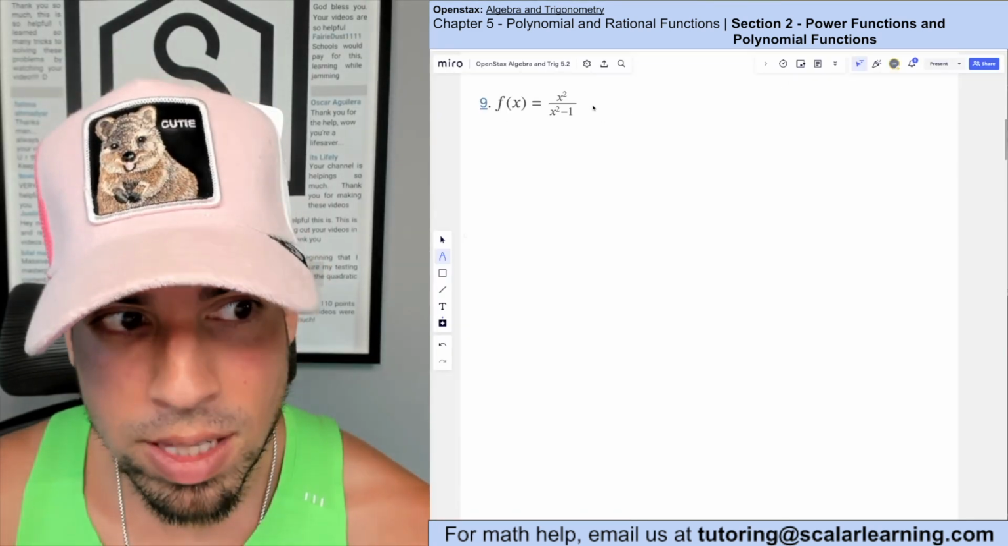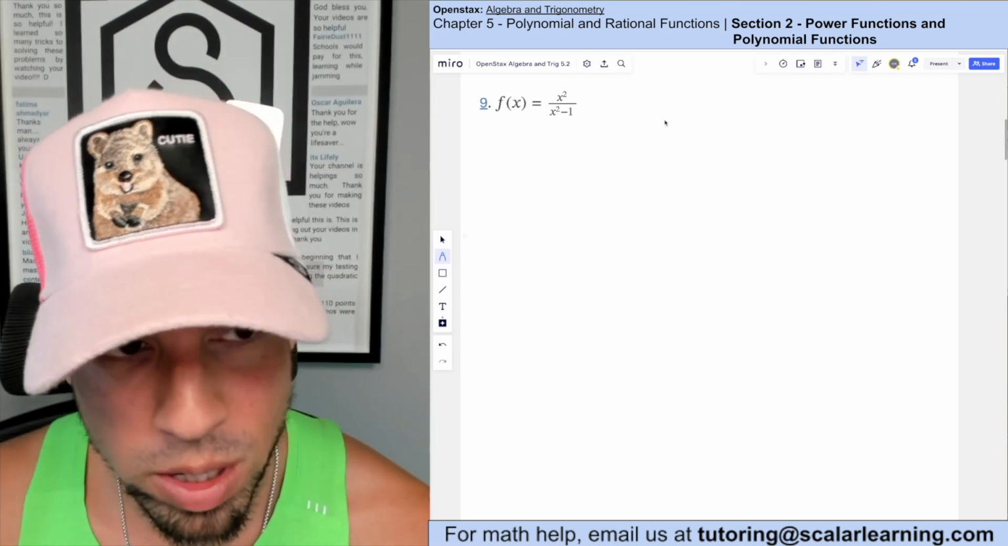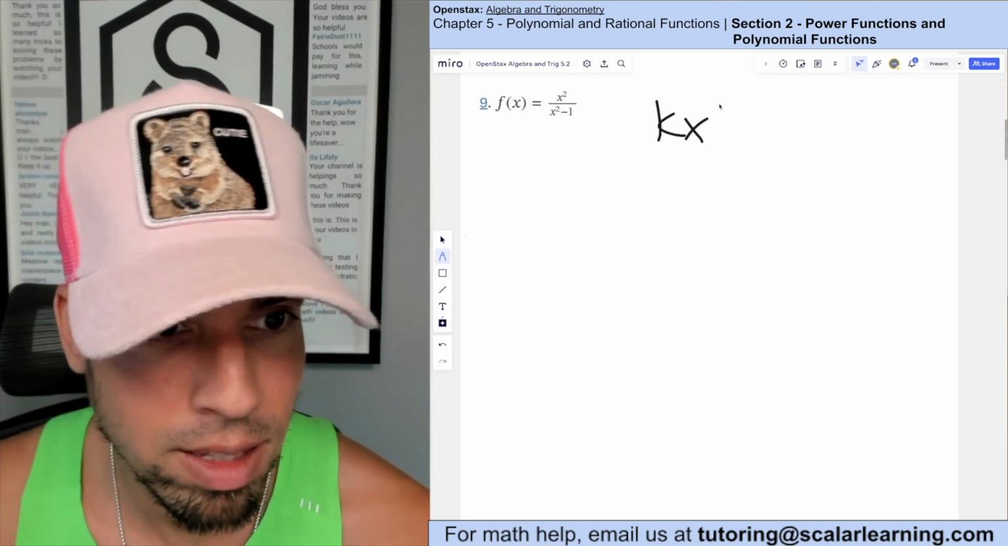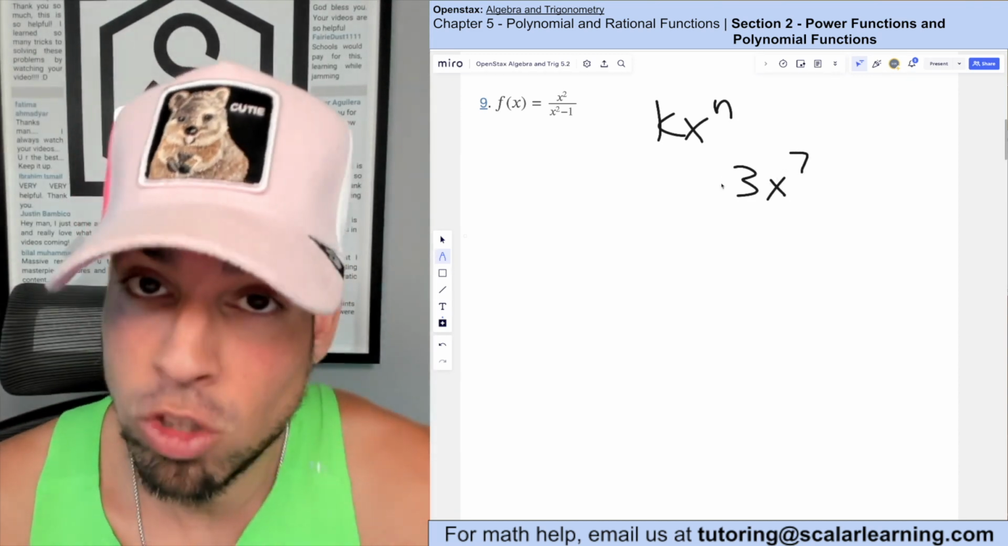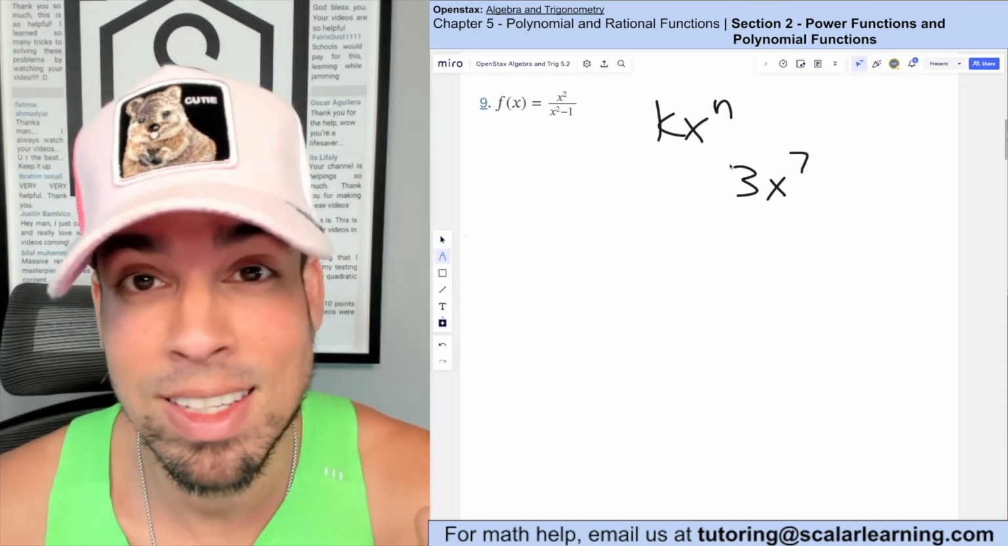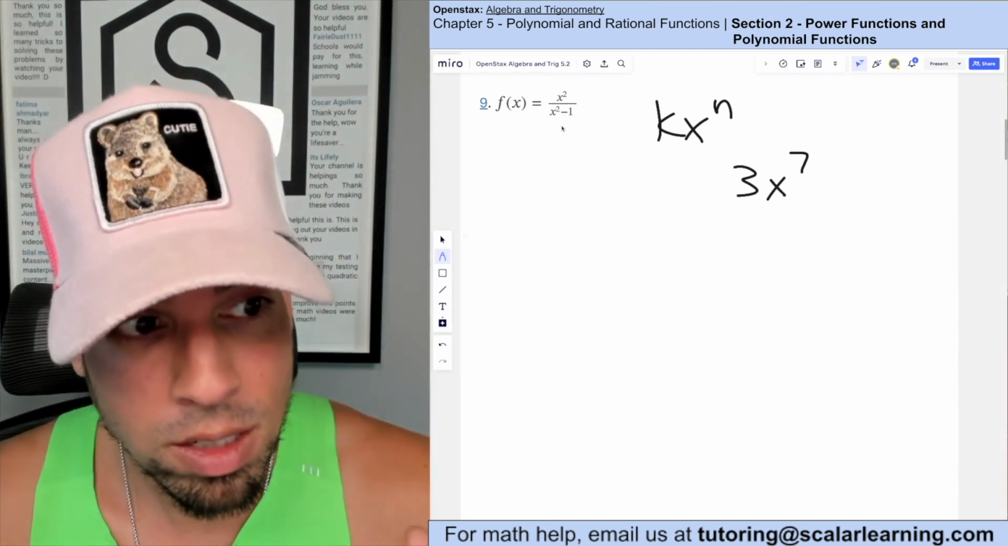So this one is definitely not a power function, as it's not written in that format of like k times x to the n or something, right? Like 3x to the 7th. That would be a power function. So it's clearly not that. Now, the question is this a polynomial? Well, this is actually not a polynomial.